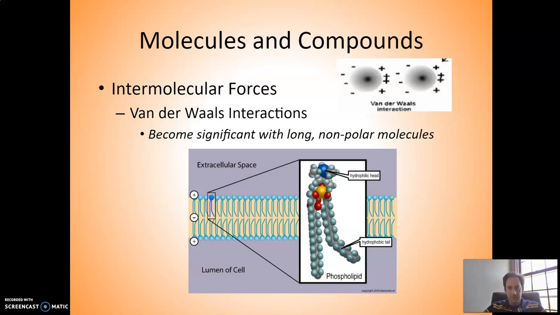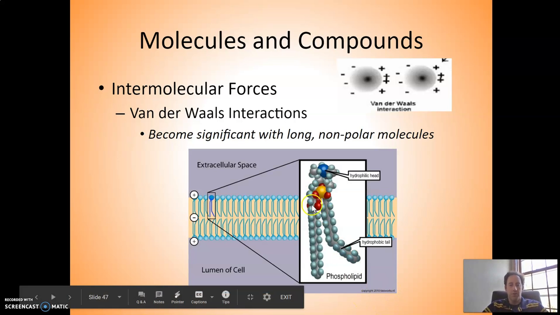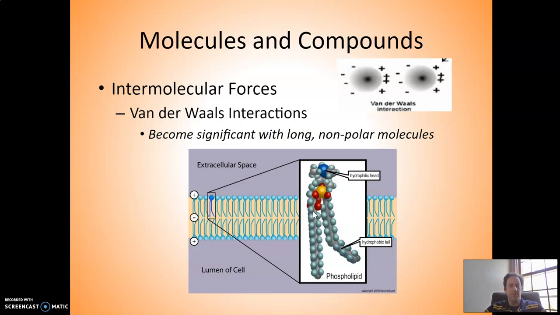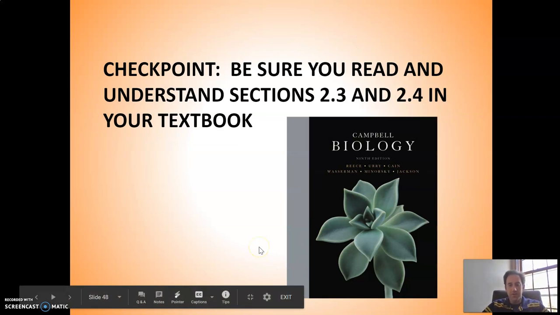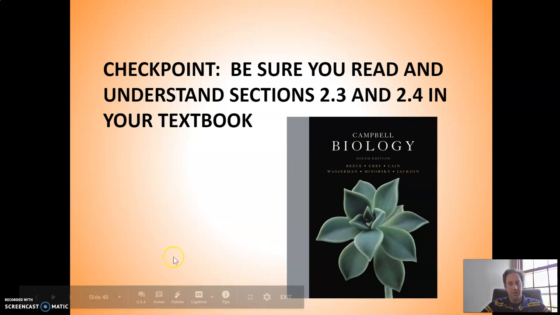These are very weak forces, but they do become significant with really long polar molecules. And this is a molecule called a phospholipid that makes up a cell membrane. If you've had bio before, these probably look familiar to you. And so these van der Waals attractions become really important for these kinds of molecules. So that's it for molecules and compounds. We will wrap up chapter 2 with our next screencast, which is all about, what's it all about? It's about the properties of water.